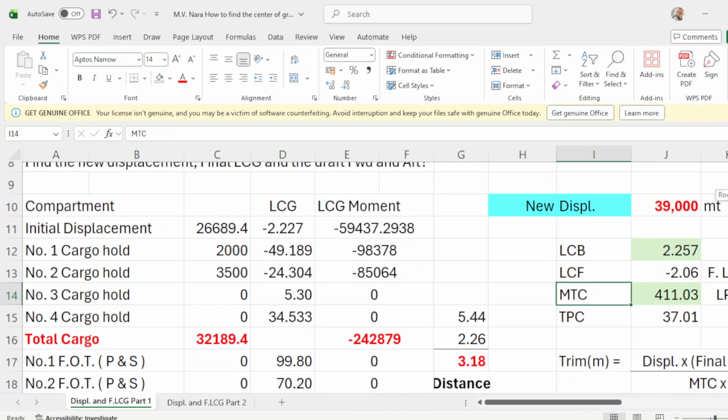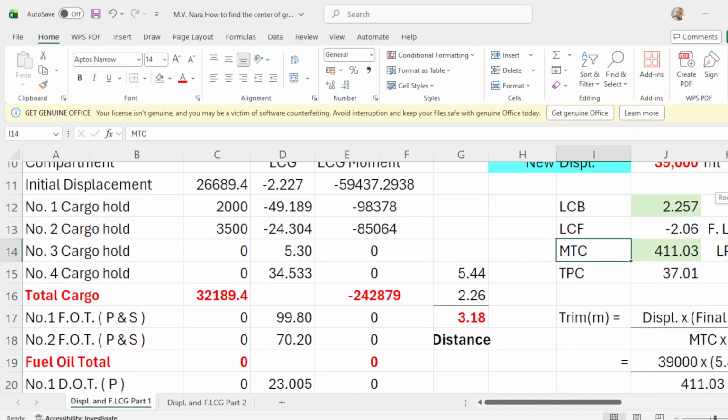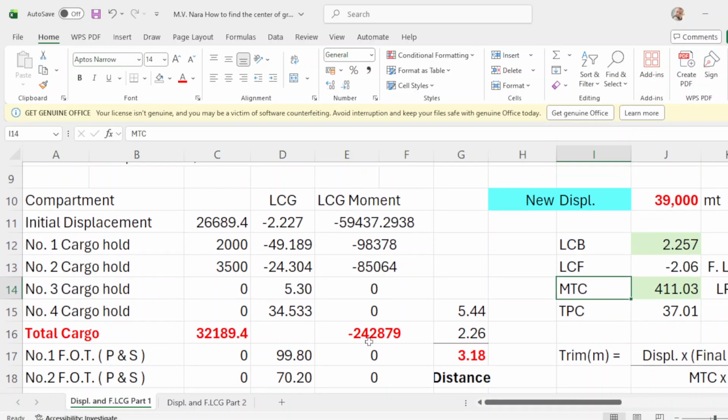Now you have four holds, but you don't load in hold number 3 and number 4. The total, you add this all together, that will be the total cargo of 32,189.4, including the initial displacement, and this will be your total LCG moment.